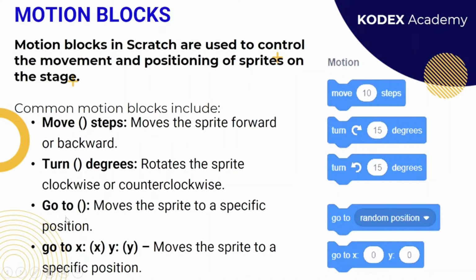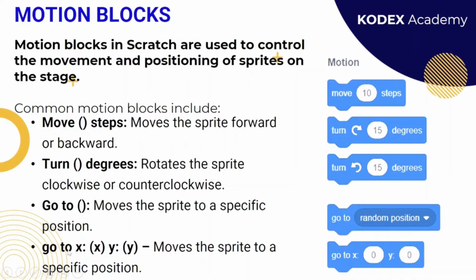Now the next one is go to. Go to shows the movement, meaning how you want to move your sprite to a specific position. You can change to a random position, like whenever you click the flag, your sprite will automatically move to a different place on the sprite area. On the basis of that you can choose the random position, you can choose the mouse cursor as well for this.